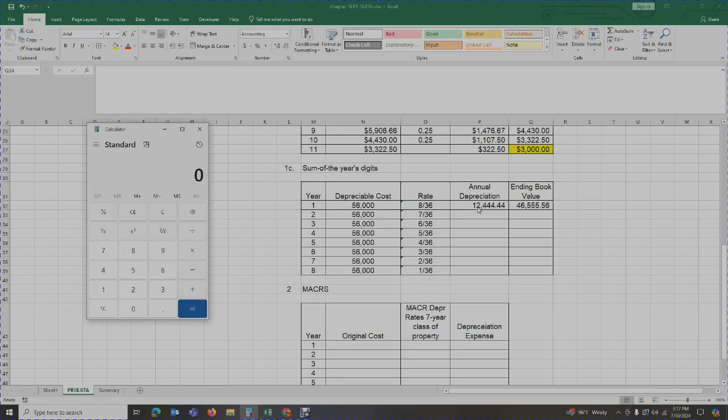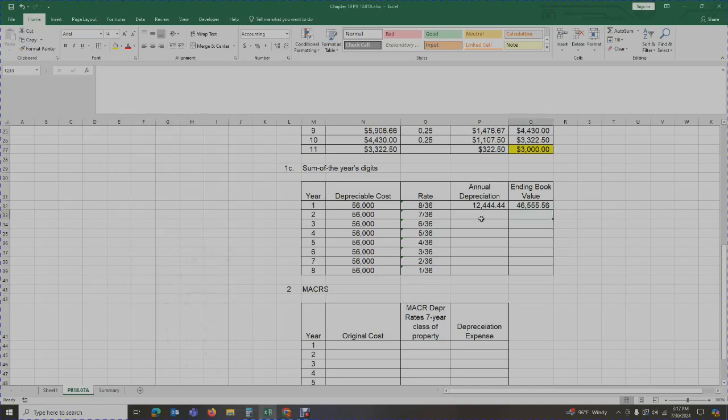So remember, to calculate the annual depreciation, you use the depreciable cost, which is your cost minus your salvage value. To calculate the ending book value, you pick up the cost. How much did you pay for this machine? 59,000, minus my annual depreciation of 12,444.44. It will give me an ending book value of 46,555.56.